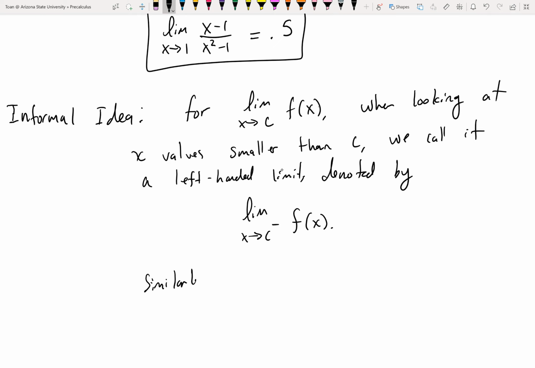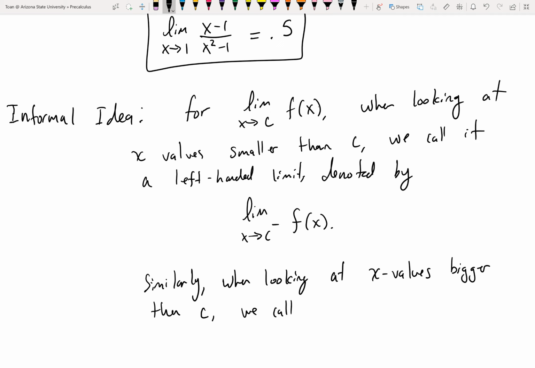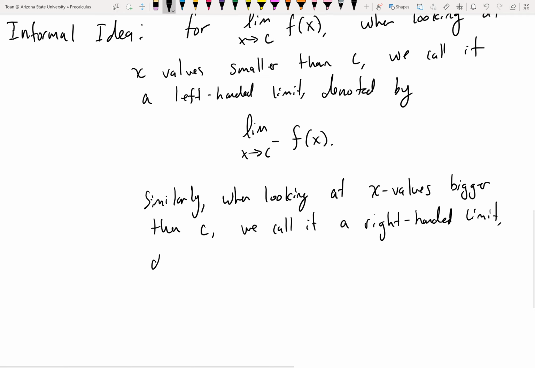Similarly, when looking at x values bigger than c, we call it a right-handed or right-sided limit, denoted by the limit as x approaches c with the superscript plus.